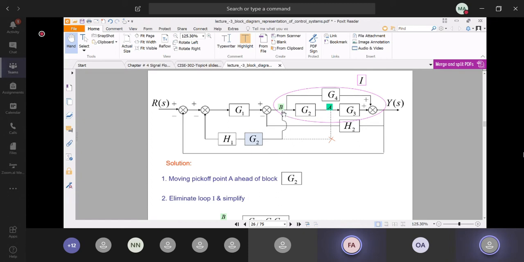Okay, now we have the loop clear. You can eliminate this loop now. So I just switch the pickoffs. Why do we move it? Because I have the flexibility to switch between the summations and switch the pickoffs. Okay, done.